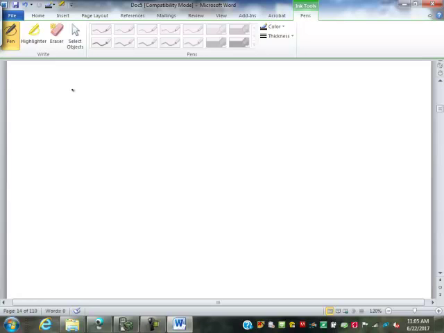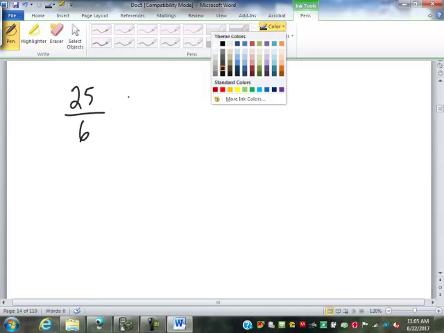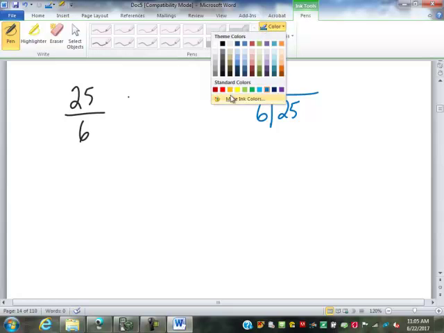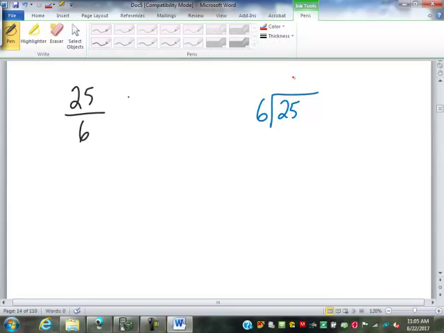So if I have 25/6, what I am going to do is 25 divided by 6. How many times does 6 go into 25? 4 times. What's 4 times 6? 24. How much is left over? 1. So this is 4 whole objects with 1 piece, or 1/6, left over.